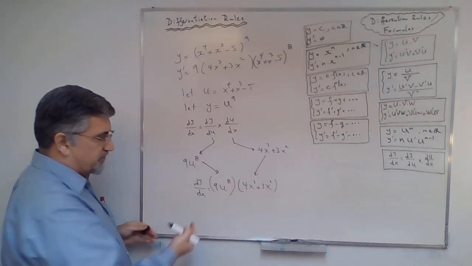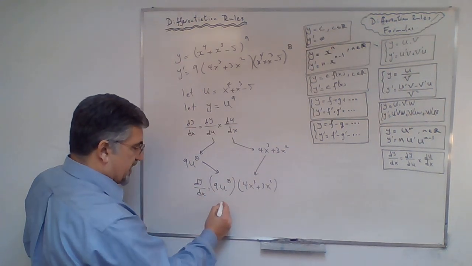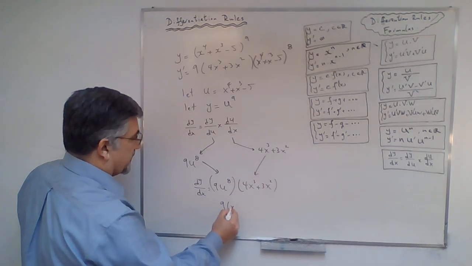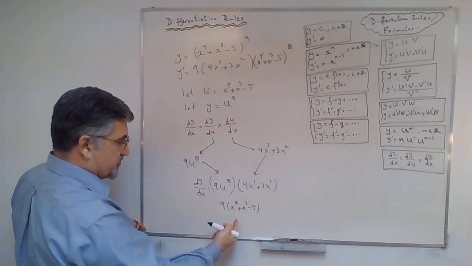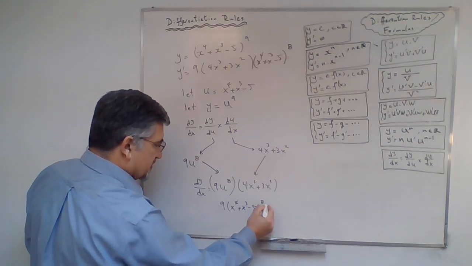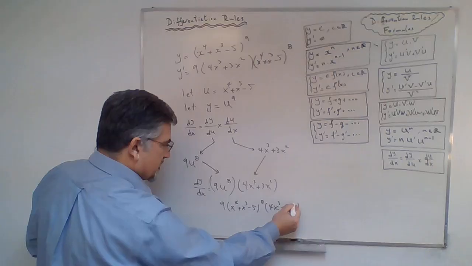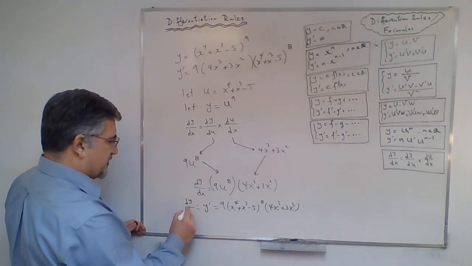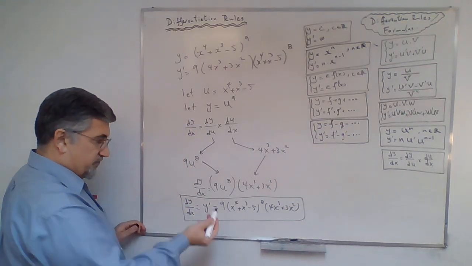But the thing is that half of the answer is in terms of u, half of it is in terms of x. So it is better to express the answer in terms of x only. So I do a back substitution here. x to the 4 plus x cubed minus 5, I substitute back for u. The exponent is 8 times 4x cubed plus 3x squared. And this becomes y prime, or actually dy over dx in Leibniz notation. And this is the derivative of the function.